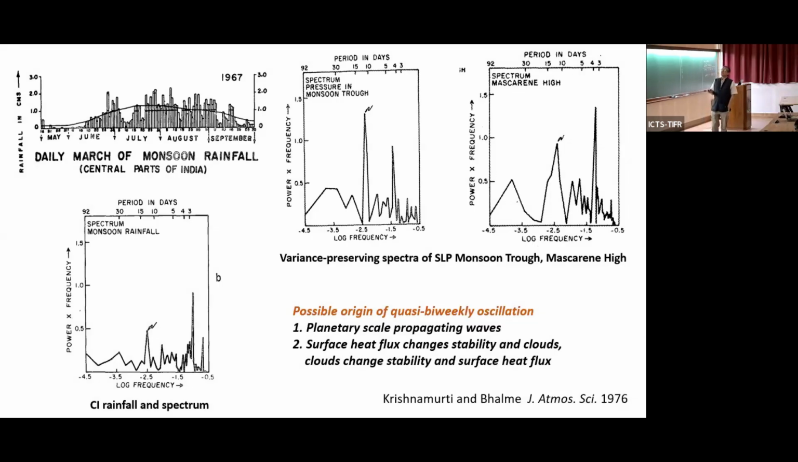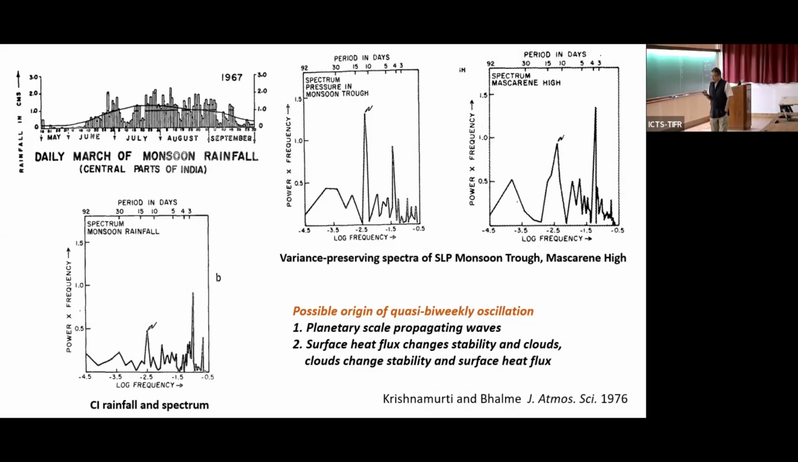So that's rainfall over central India in 1967, for example. You can see these spells of heavier than average rain and these dry spells from May through September. And that's the spectrum of the monsoon rainfall. And Krishnamurti has marked a little wiggle at the 15-day period. In this form, the spectrum is variance preserving, so the area under the curve is proportional to the power in that frequency. Monsoon trough pressure has this 15-day oscillation again. Mascarene high pressure has this 15-day oscillation.